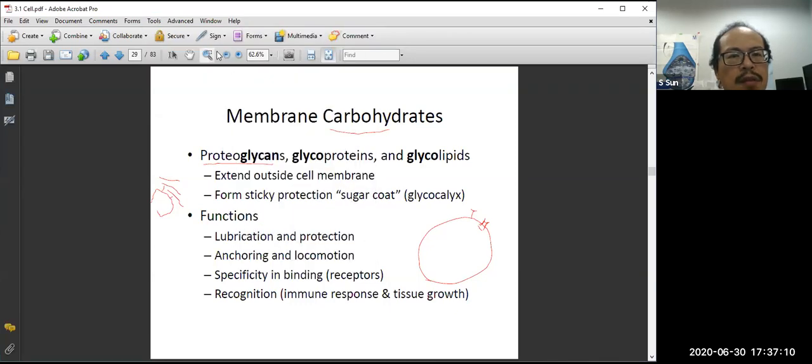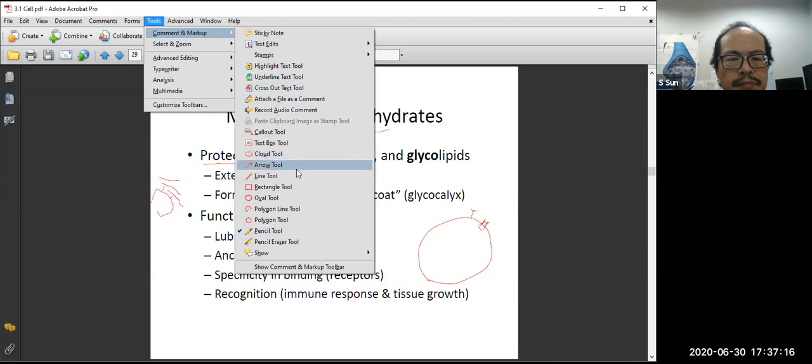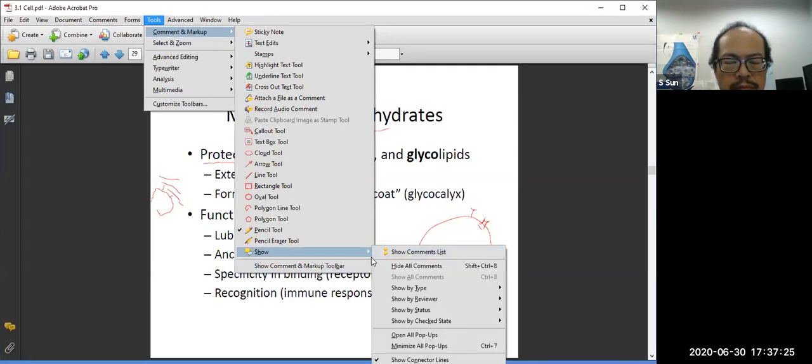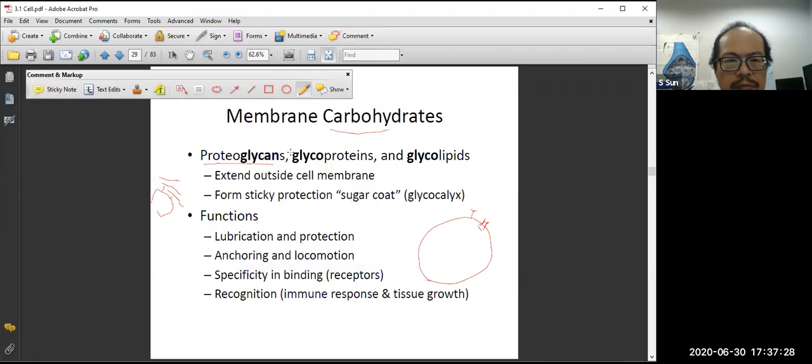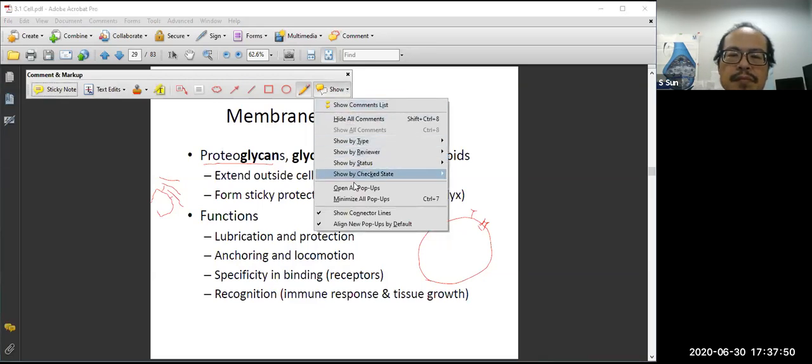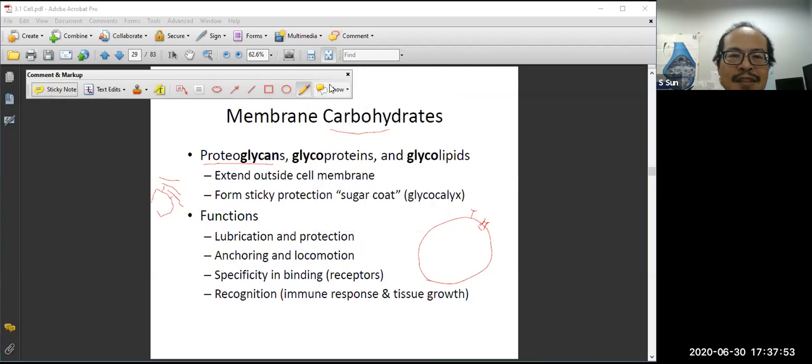Can I change color? How can I change the color? Not seeing anything like that.